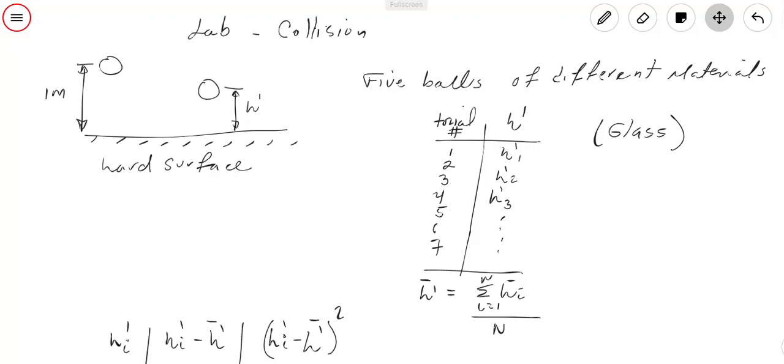Hi students, I want to explain how to process the data you are going to obtain during the collision lab. Basically, in this lab, you have five different balls made of different materials: glass, steel, ceramic, and so on. Now we are going to be dropping each of these balls from approximately 1 meter.